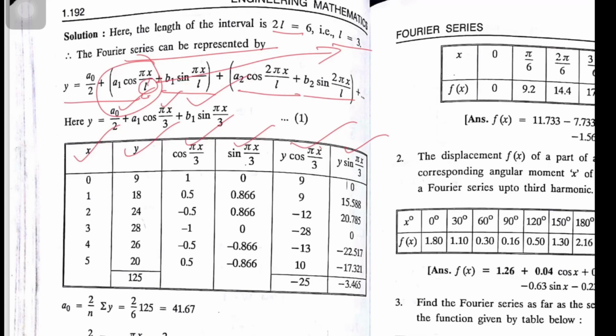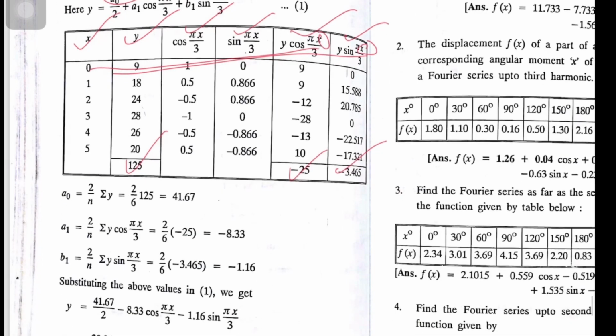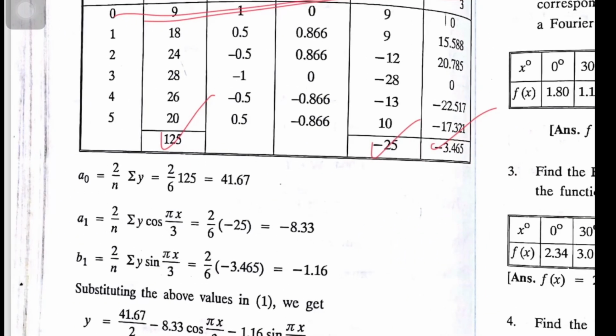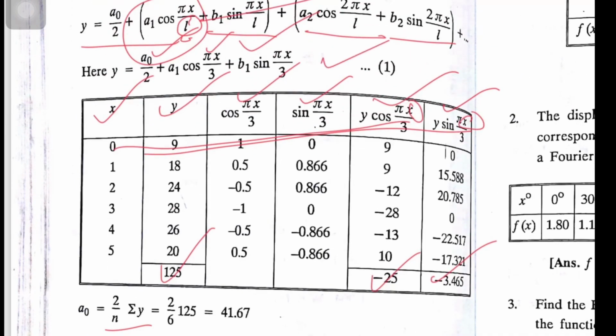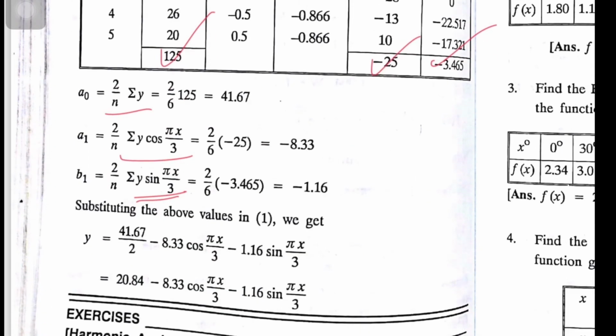Instead of this x value, I have to put 0. That's the only thing. So instead of y cos x or cos theta, we have something called cos pi x by the length. That is the only different thing. For the rest, you do the summation of y, y cos theta, y sin theta. Theta is pi x by 3. Once you do that, use our same formulas: a0 is equal to 2 by n sigma y, a1 is 2 by n sigma y cos pi x by 3. Then substitute the values in equation 1 and get our answer.